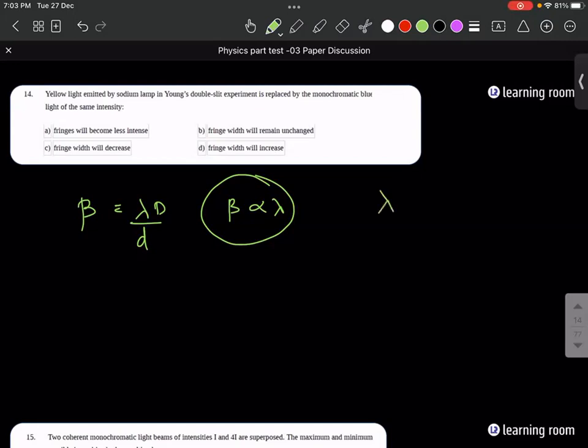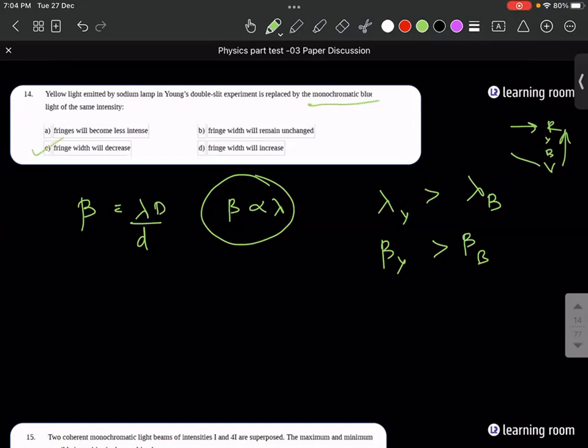Lambda of which is greater than the lambda of the other? When you go from violet to red, what happens to the wavelength? Does it increase or decrease? Increases. Increases means violet, indigo, blue, green, yellow, orange, red. So lambda of yellow will be greater than lambda of blue. So beta of yellow will be greater than beta of blue, which is the right option. So when it's replaced by monochromatic blue light, the fringe width should decrease. Correct?